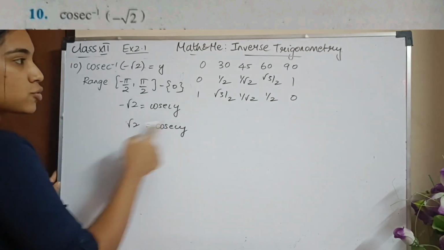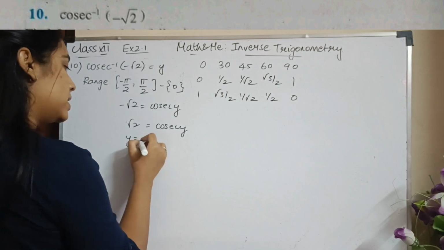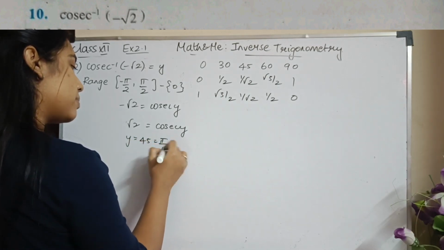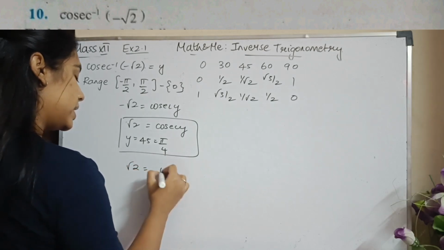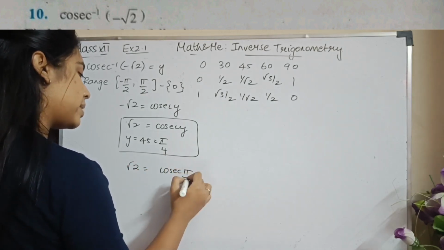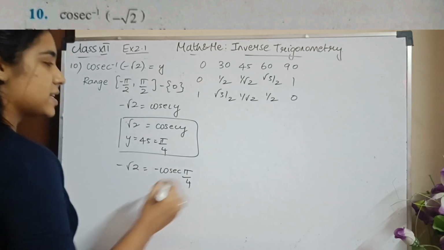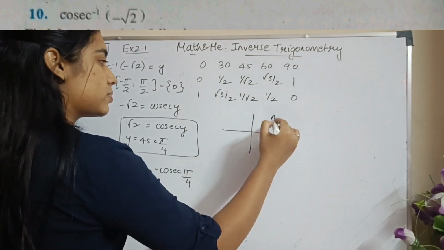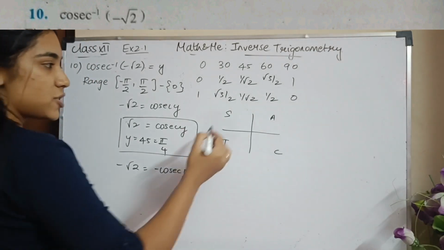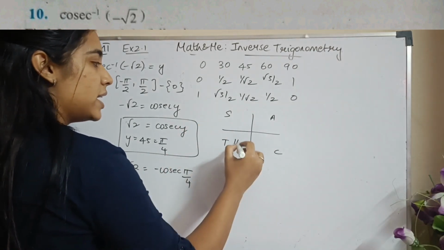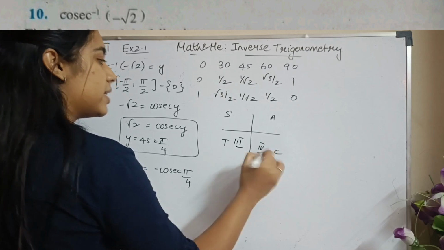For what value is it root 2? 45 degrees. So y equals 45, which is pi by 4. This is for the calculation. So what do I have? Root 2 equals cosecant of pi by 4, minus on both sides. So where is cosecant negative? All Silver Tea Cups. For cosecant I can also look for sine. So sine is positive in my second quadrant. It is negative only in my third and the fourth quadrant.